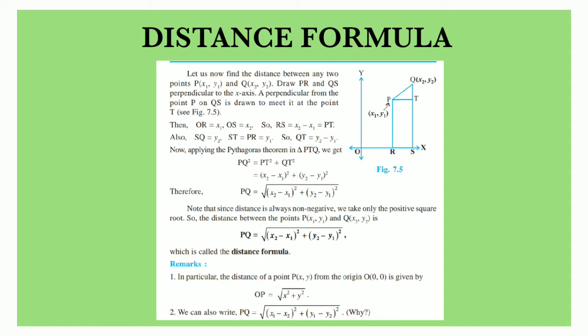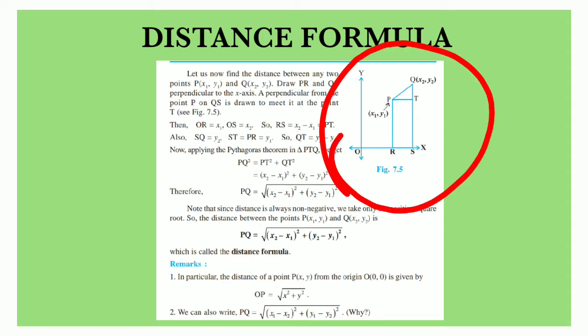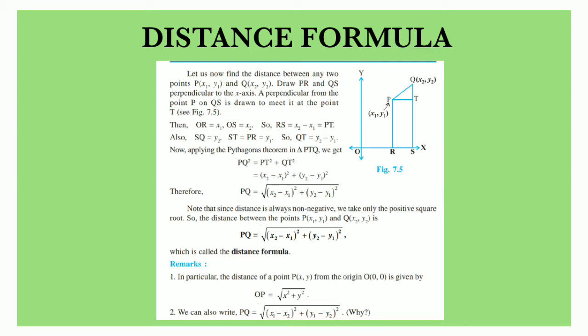For this we introduce a formula, known as the distance formula. See the figure. We have two points. One is P (x1, y1). The second one is Q (x2, y2). For the proof, we join Q to T and P to T. So we get a right angle triangle, and P is joined to R and T is joined to S on the x-axis. Then by using the Pythagoras theorem, we find the distance PQ.